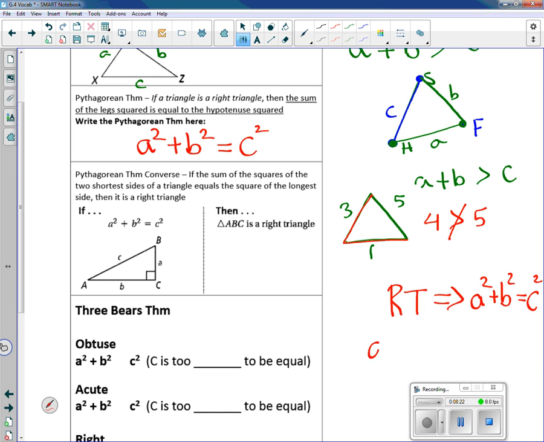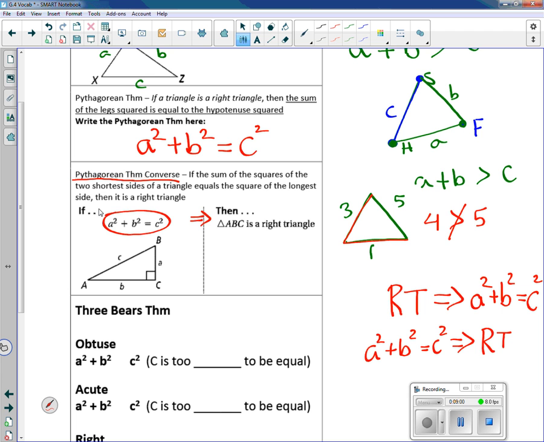The converse of it is this: a squared plus b squared equals c squared. If I take the three sides of a triangle and plug them into the Pythagorean theorem and it works, the left side equals the right side, then I can conclude it's a right triangle. But if it doesn't work, then it must not be a right triangle. So let's take a look at that. If this is true, then this is true. That's the conditional statement that we have now for the Pythagorean theorem converse.